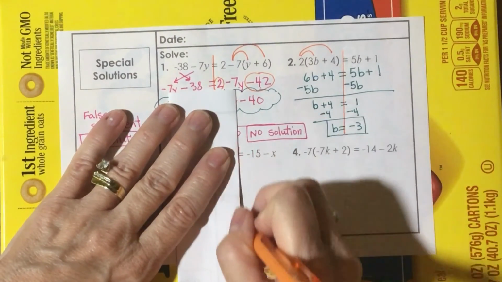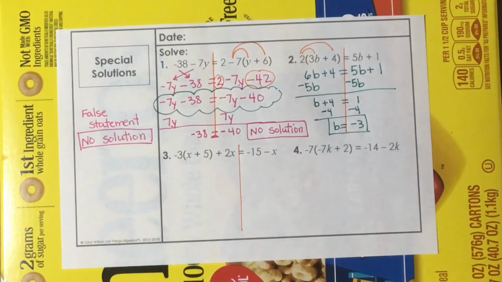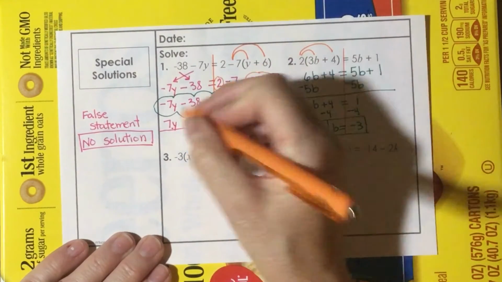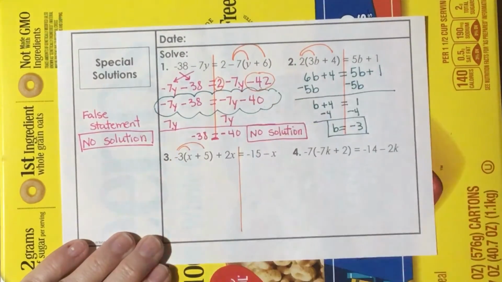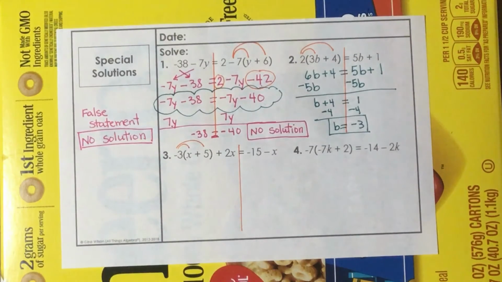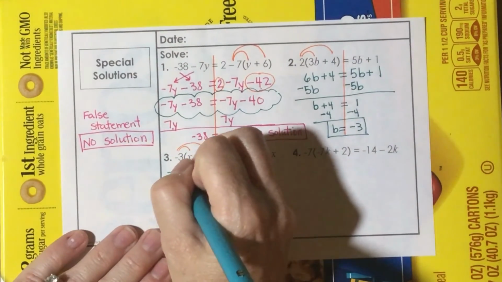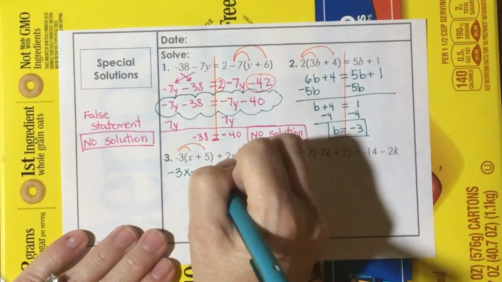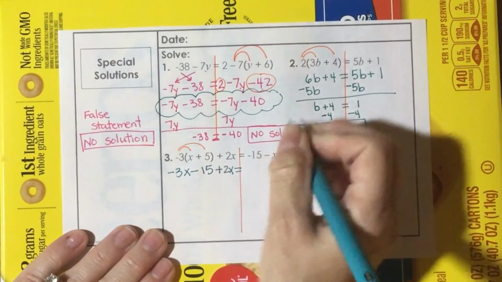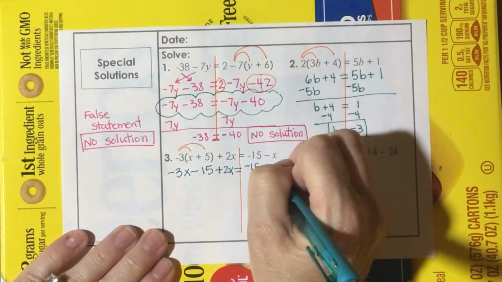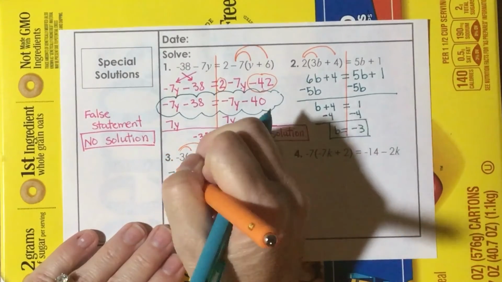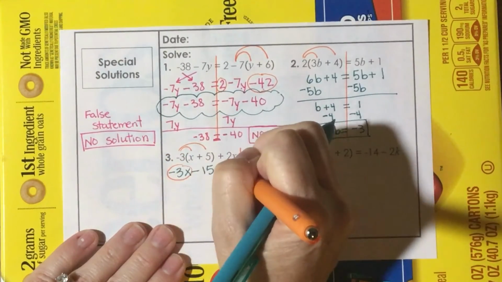All right, so let's take a look at this. Hopefully you see it already. Do you see the distributive property? We have parentheses, so we're going to distribute that negative 3 out. All right, so we have negative 3x minus 15 plus 2x equals negative 15 minus x. All right, doesn't look like we're done. On this side, we still need to combine some like terms.